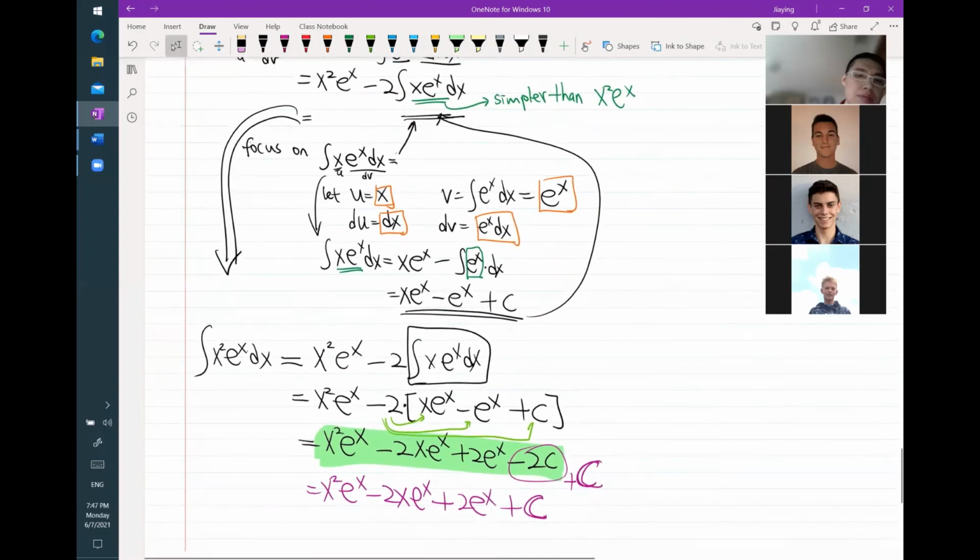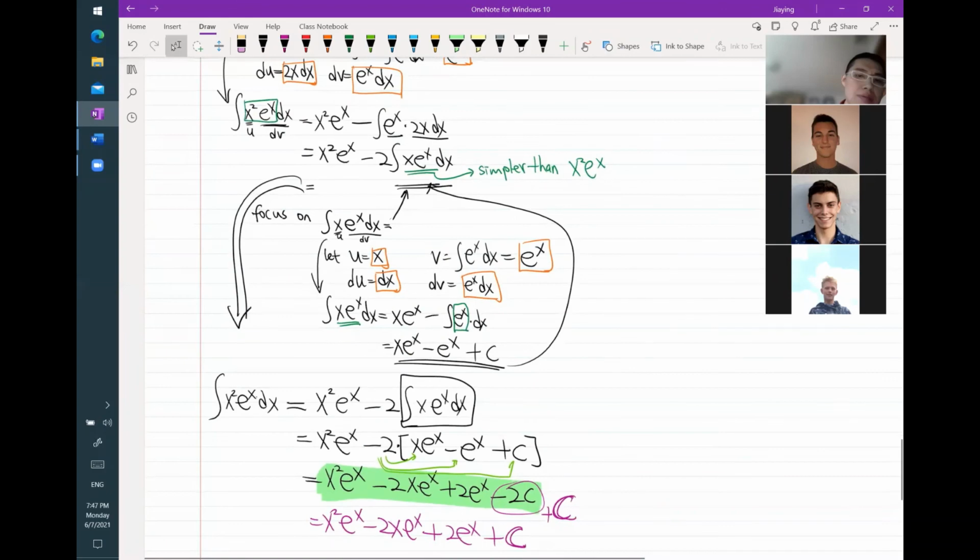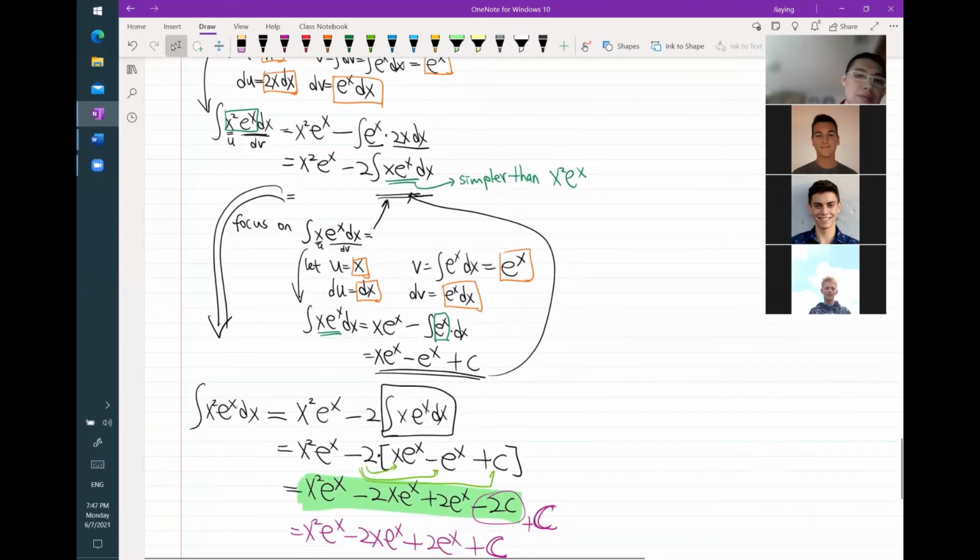This is an example I just want to show you because you use integration by parts the first time, and it helps a lot, but it doesn't take you to the final answer. Then you're going to have to look at the integral part, focus on that part, and apply integration by parts again to get to the final antiderivative.